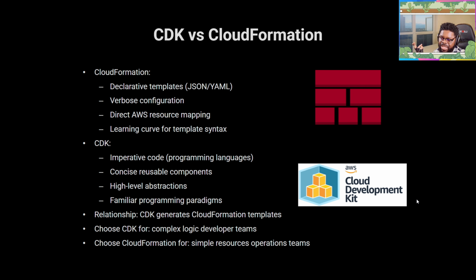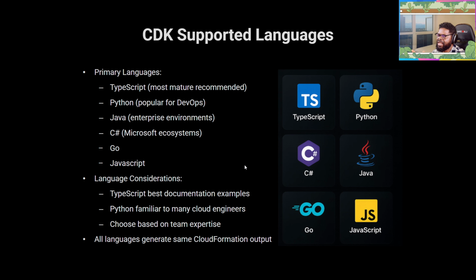But we've seen that is majorly for prototyping, okay? Choose CDK for complex logic and developer teams. So it's really developer focused, and that's really the height of it. Supported programming languages are here: TypeScript, Python, C#, Java, Go, JavaScript. If you currently know any of these programming languages, you're good to go. You just need to understand AWS CDK in addition to your programming language, and you're good to go.